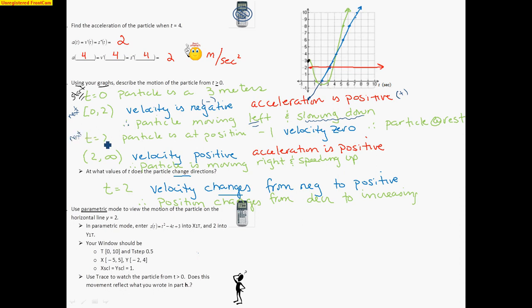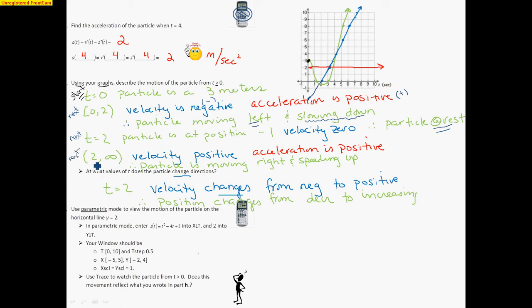The next event was at 2 seconds. How do I know it was an event? Well, I know the position was -1, but something happened to velocity. Velocity was negative, but now it's 0. Who cares what the acceleration is doing? Since the velocity is 0, the particle is at rest for just that instantaneous second. What's the next event?